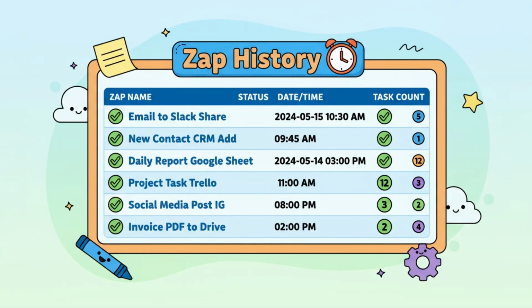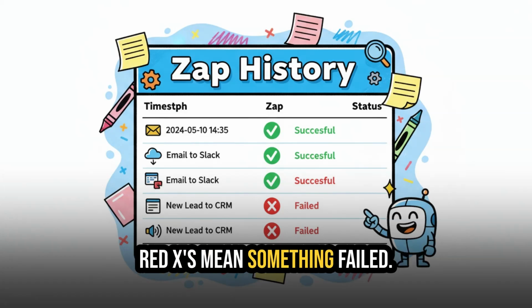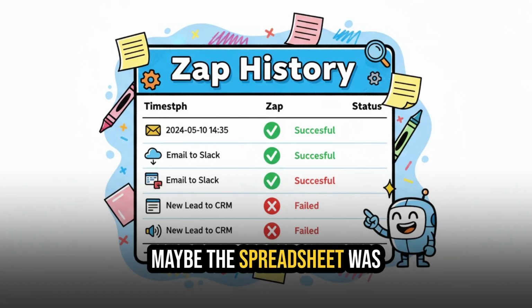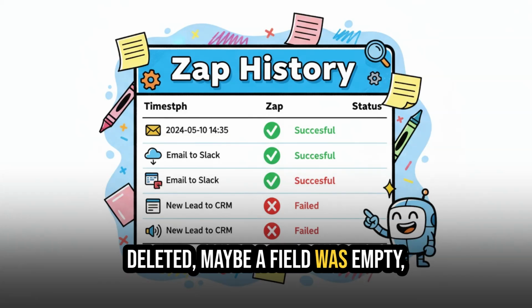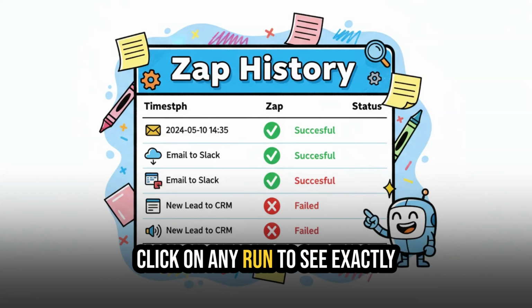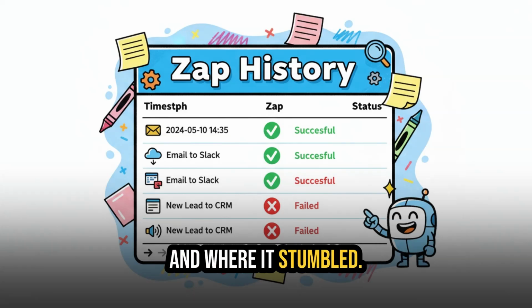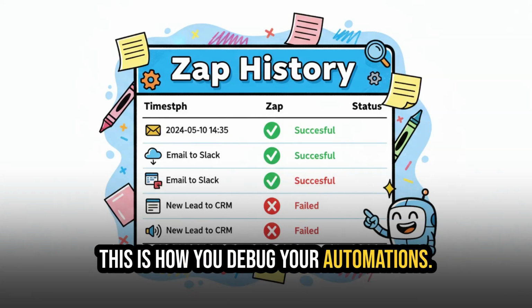Here's what you're looking at. Green check marks mean success. Your Zap ran perfectly and the data went through. Red X's mean something failed. Maybe the spreadsheet was deleted, maybe a field was empty, maybe permissions changed. Click on any run to see exactly what data passed through and where it stumbled. This is how you debug your automations.